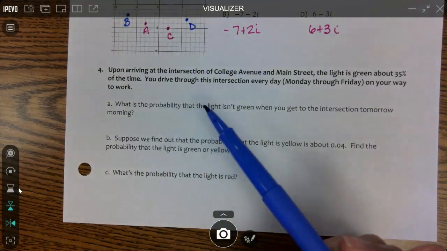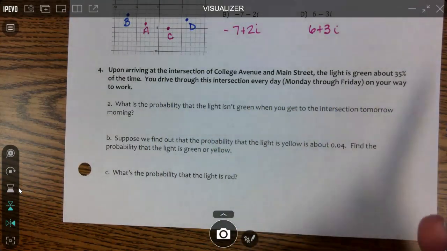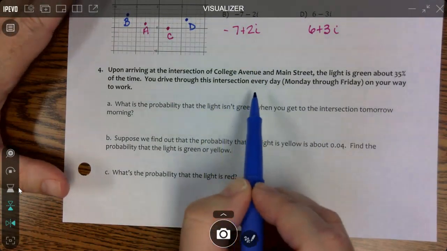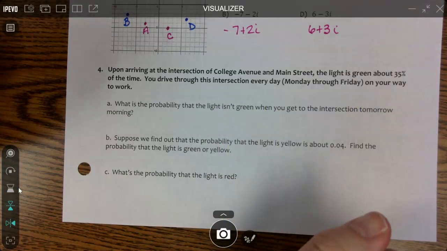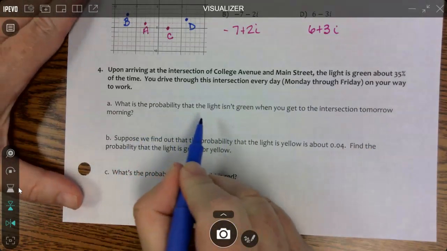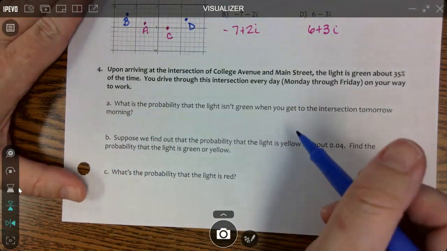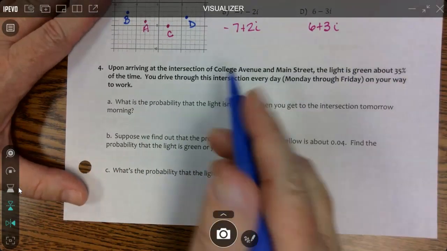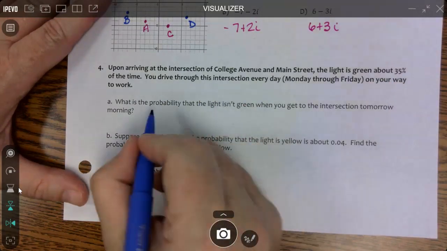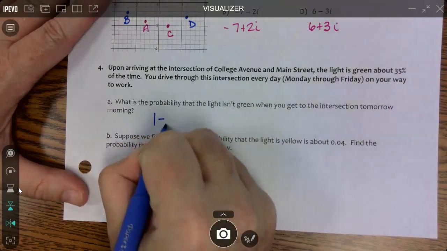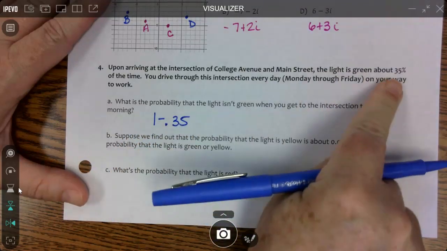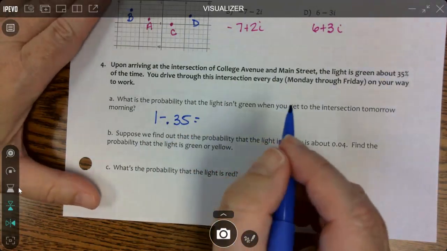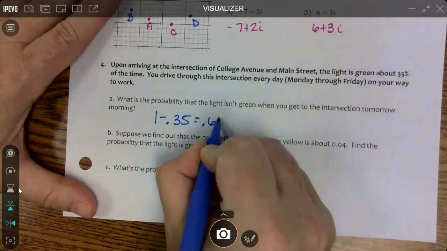Upon arriving at the intersection of College Avenue and Main Street, the light is green about 35% of the time. You drive through this intersection every day, Monday through Friday, on your way to work. What is the probability the light isn't green when you go to the intersection? So if it's green 35% of the time, that means the other time it is not green. So you're just going to do 1 minus 0.35. You can turn this into a fraction. I'm just choosing to use decimals. They really are the same thing.